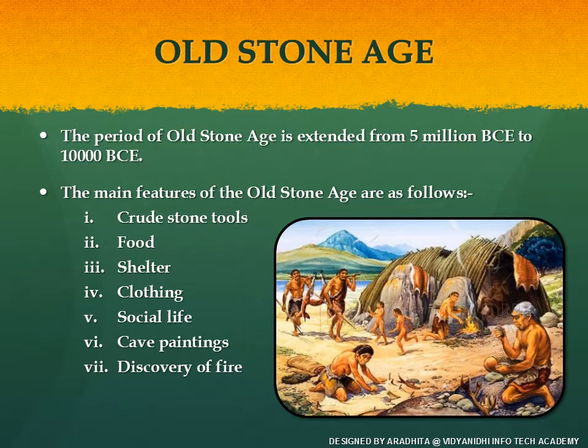Number 1. Old Stone Age. The period of the Old Stone Age extended from 5 million BCE to 10,000 BCE. The main features of the Old Stone Age are as follows: crude stone tools, food, shelter, clothing, social life, cave paintings, and discovery of fire.